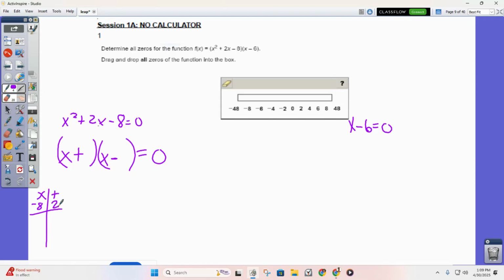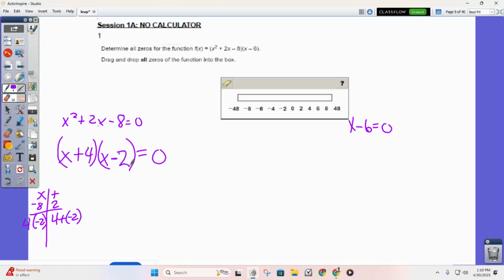Now, because when we multiply, we get a negative, I know one number is positive, one number is negative, which means the different signs will actually make it subtract. So I'm looking for 2 numbers that multiply to -8 and subtract to positive 2. Positive 4 times -2 equals -8, and positive 4 plus -2 gives me a positive 2 when I add them. So the plus is going to go with the 4, the 2 is going to go with the minus.